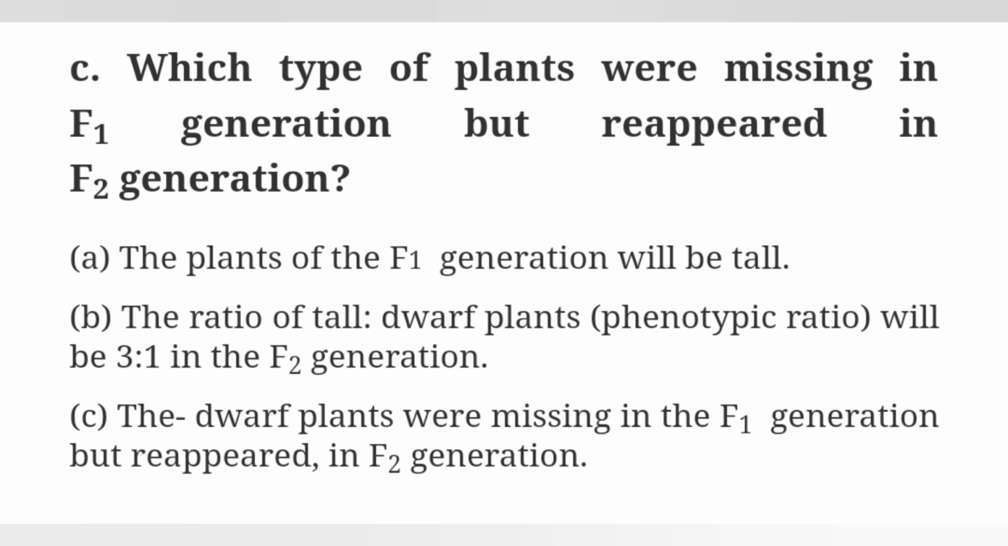Option A, the plants of the F1 generation will be tall. Option B, the ratio of tall to dwarf plants, the phenotypic ratio, will be 3:1 in the F2 generation. Option C, the dwarf plants were missing in the F1 generation but reappeared in the F2 generation.